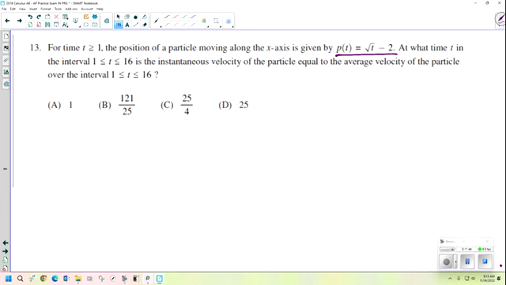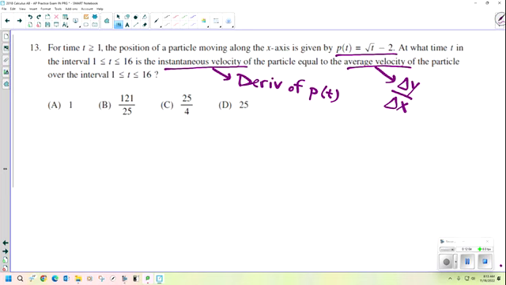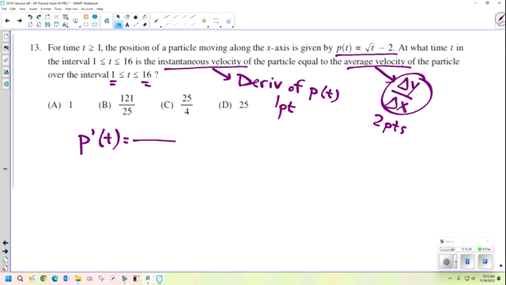Ready? The instantaneous velocity, well, that's just the derivative of position. That's the velocity at one point. The average velocity, that's our change in y over change in x. That's between 2 points. This is 1 point, and this is 2 points. It wants to know what value of t between 1 and 16 are those the same. So I have to take the derivative of p and set it equal to, instead of saying change in y over change in x, I'll say my change in p of t over my change in time. So what value of t is going to make these equal?